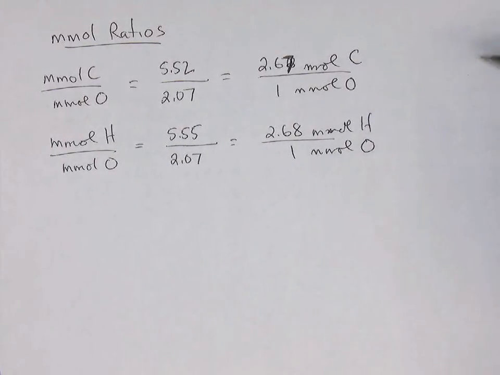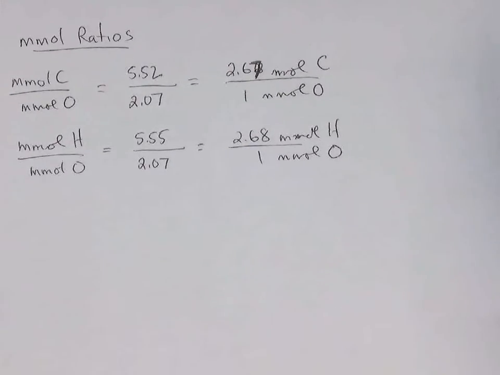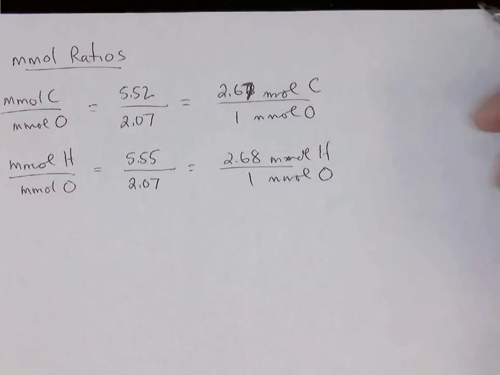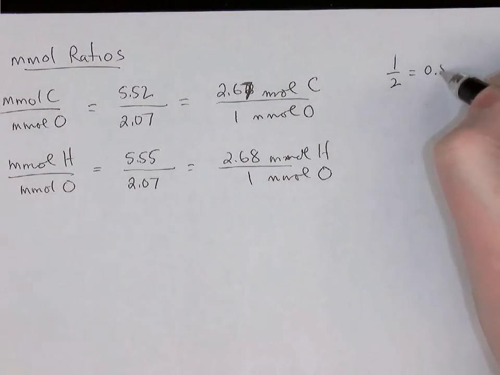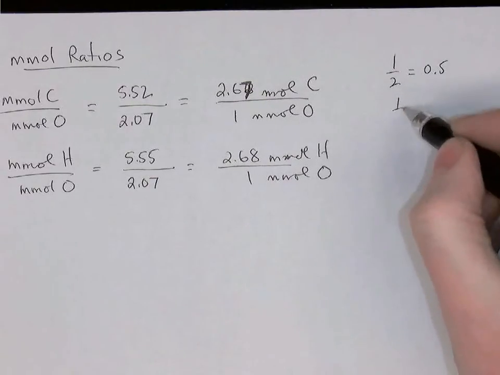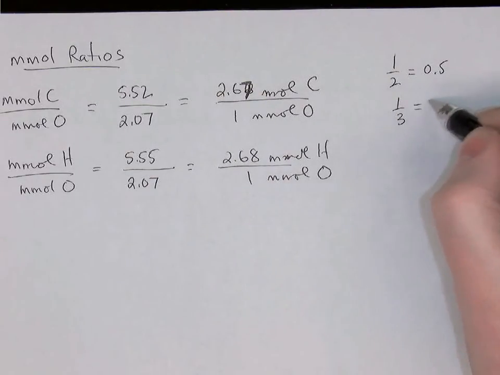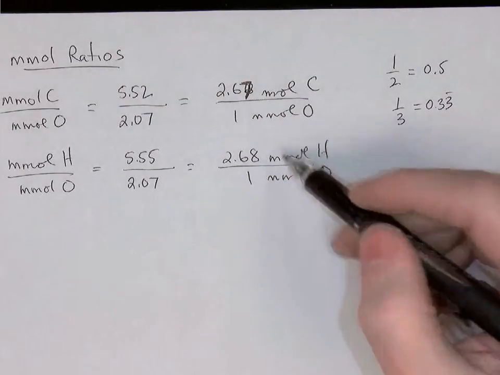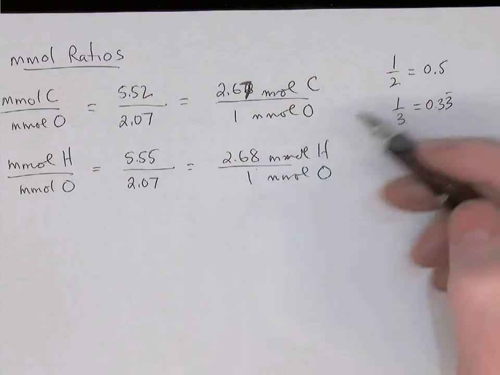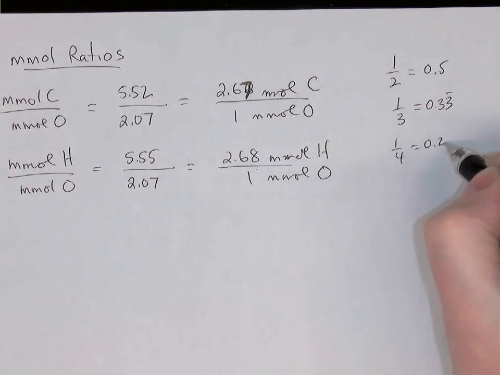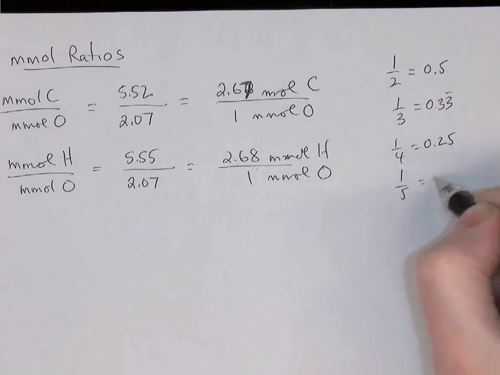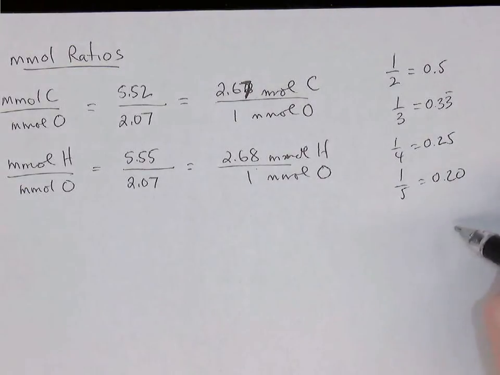Now, what do we do with those numbers? Those are really ugly numbers, aren't they? Well, not quite. Notice some basic decimals. If I take the number 1/2 and convert it to decimal, it's 0.5. If I take 1/3 and convert it to a decimal, it's 0.33 repeating. This was 0.66 repeating, and this is very close to 0.66 repeating. If I take 1/4, I get 0.25. 1/5, I get 0.2, etc., right?